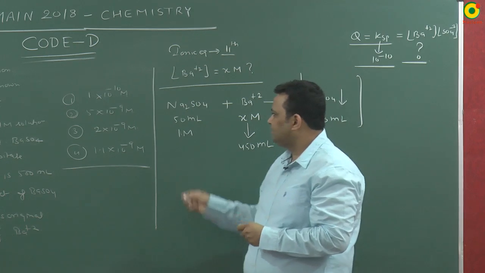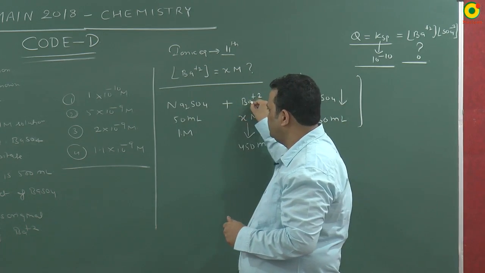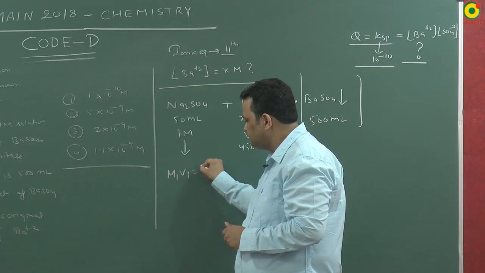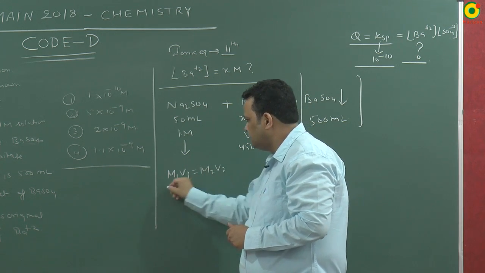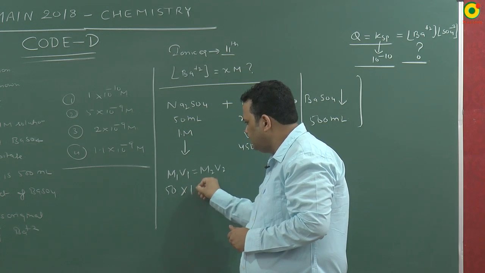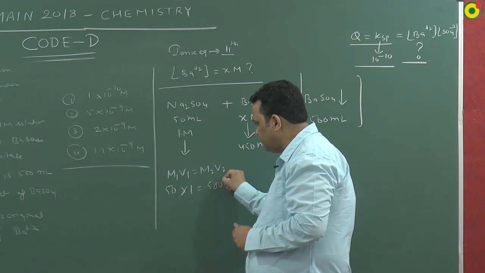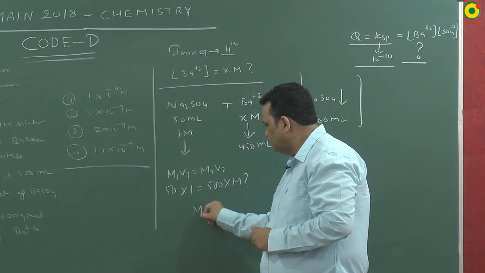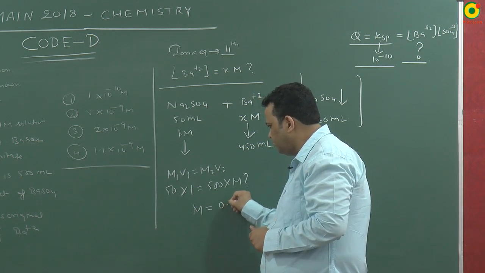Now from the molarity concept, when we are adding into this solution, its molarity can be taken as M1V1 equal to M2V2. This is 50 ml, molarity 1, and the final solution is 500 ml, whose molarity we have to find. So the final molarity of Na2SO4 is 0.1.